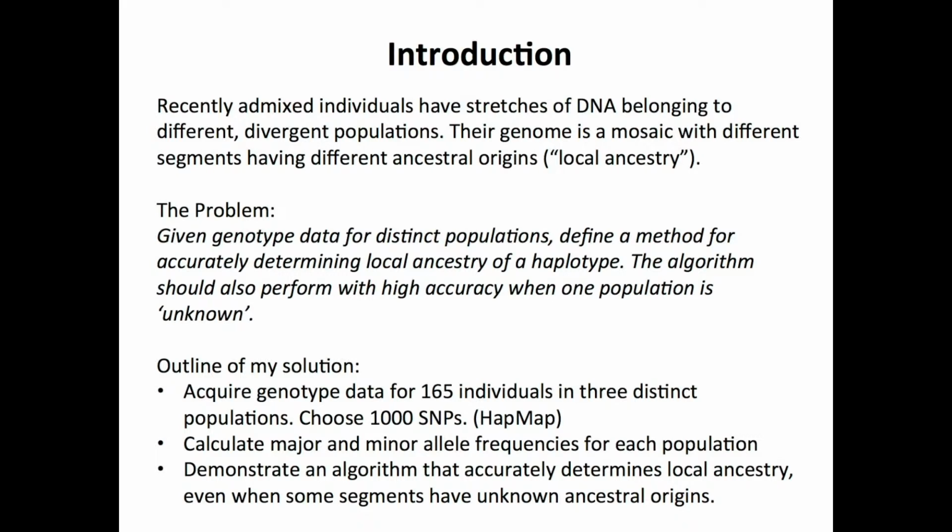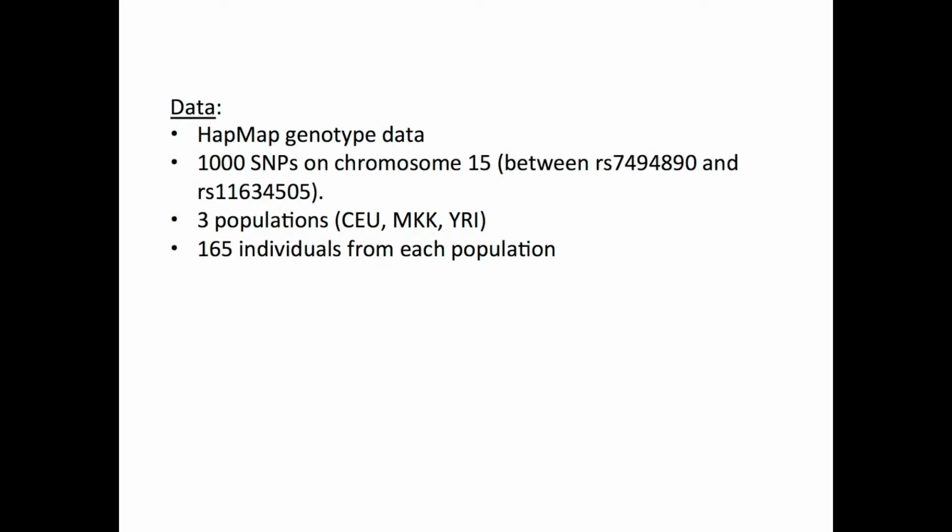Shown below is the basic structure of my approach. I acquired genotype data from the HapMap on 165 individuals, 1,000 SNPs from each. Those SNPs are in order. Then the next thing is to calculate the major and minor allele frequencies from each population, and that is useful in the tricky part, which is to come up with an algorithm that accurately determines local ancestry, even when some segments have unknown ancestral origins. These are just the details of the HapMap data I used.